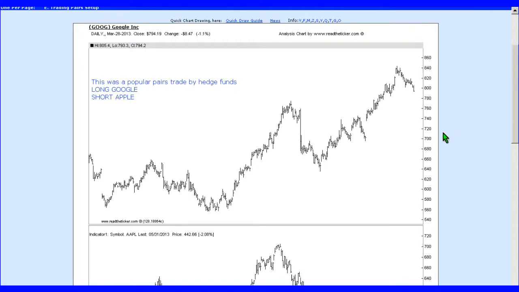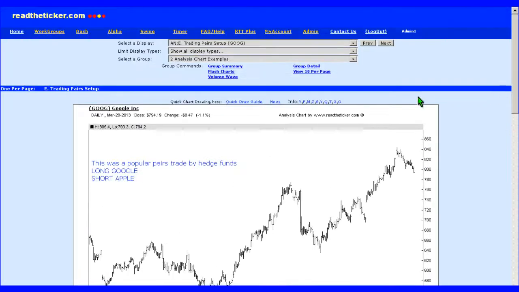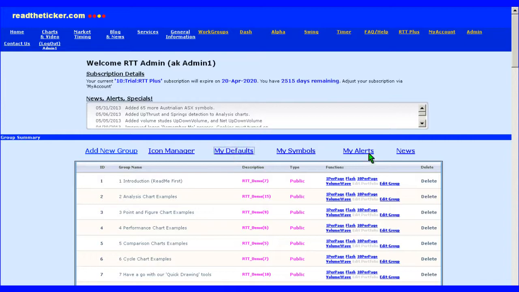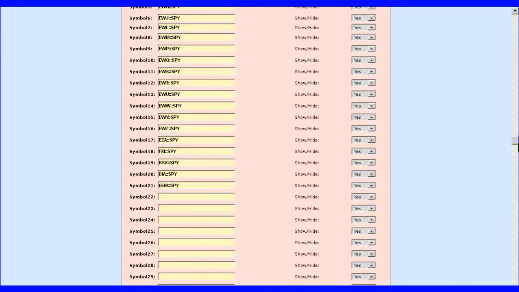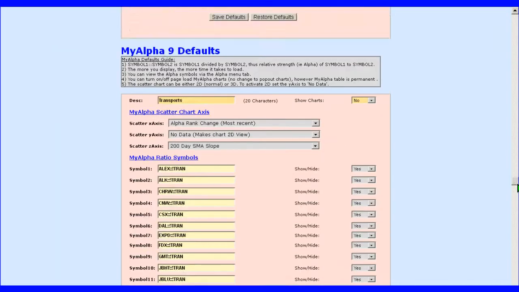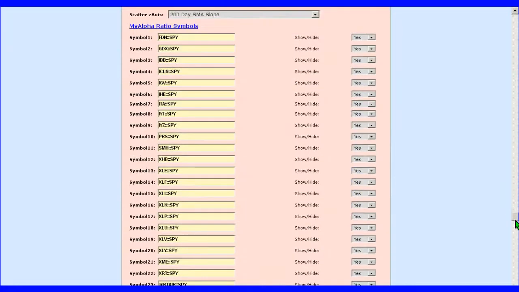But really, when you have lots of pair trades on, 20, 30, 40, and you want to manage a relationship over a period of time, because pair trades are like stock prices, you want to get in and out of them when the timing is right. We can go to our work groups, my defaults, and set up our ratio symbols. For example, down here we have 12 pages of ratio symbols, 30 symbols per page. That's quite a lot of pair trades if you're a pair trade enthusiast.